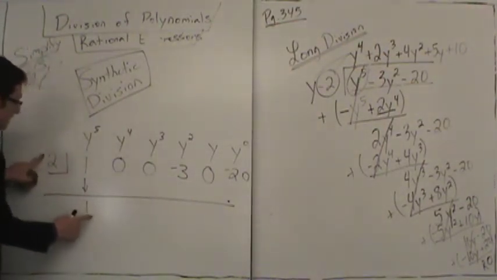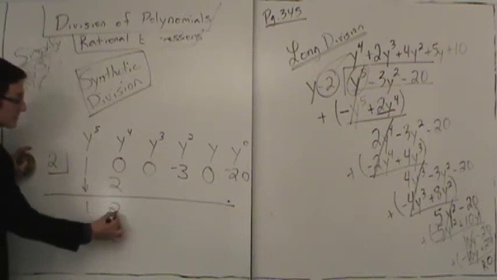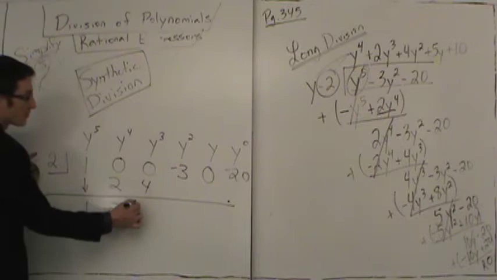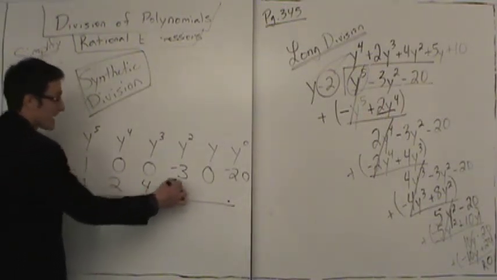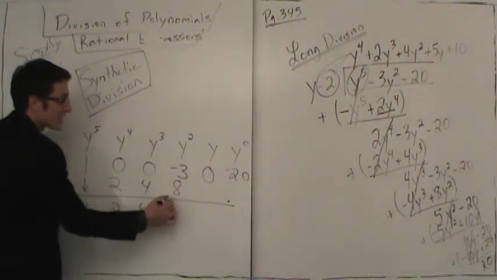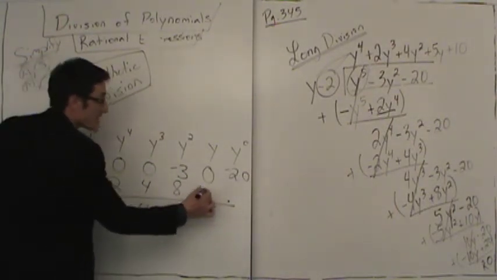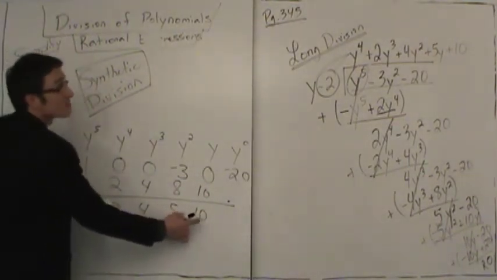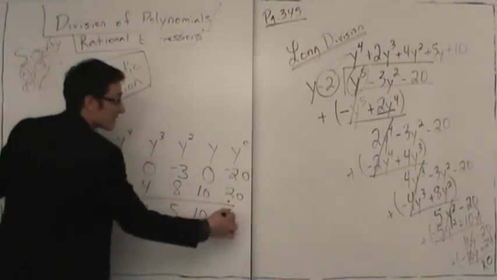So multiply. 2 times 1 is 2. Now add. 0 plus 2 is 2. Now multiply. 2 times 2 is 4. Now add. 0 plus 4 is 4. Now multiply. 2 times 4 is 8. Now add. Negative 3 plus 8 is 5. Now multiply. 2 times 5 is 10. Now add. 0 plus 10 is 10. Now multiply. 2 times 10 is what? 2 times 10 is 20. Now add. We get a 0.